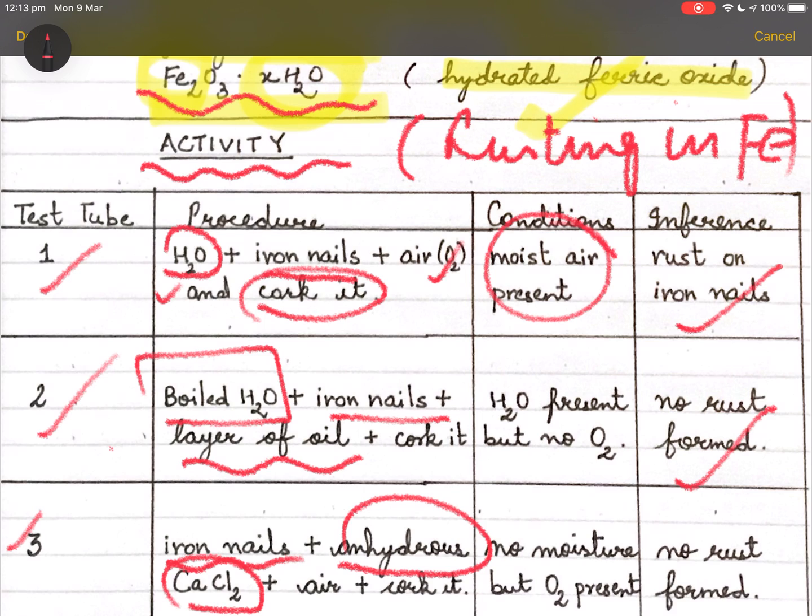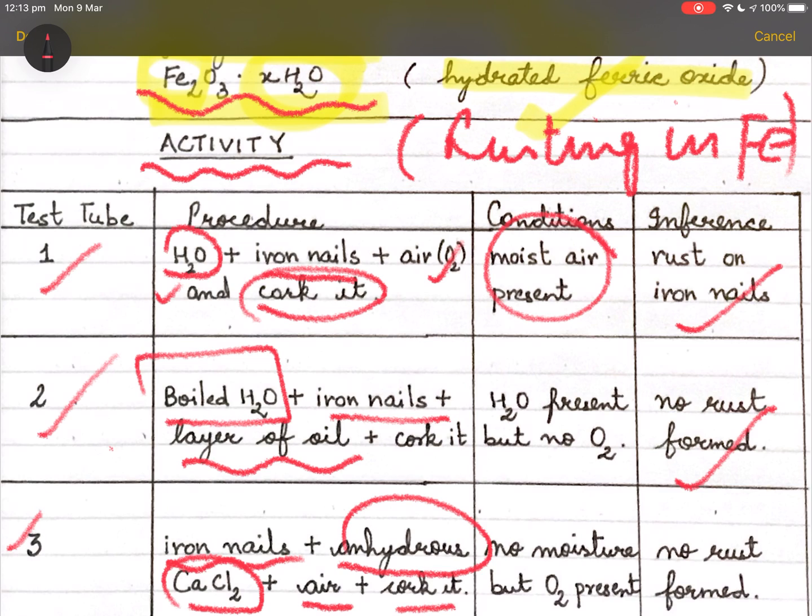Often such packets are kept with leather articles because we don't want our leather to get spoiled, so we want to avoid moisture. That's the reason anhydrous calcium chloride is used over here. We don't want any moisture, we don't want water. Of course, we want air to attack, that means oxygen we need. And of course, cork it.